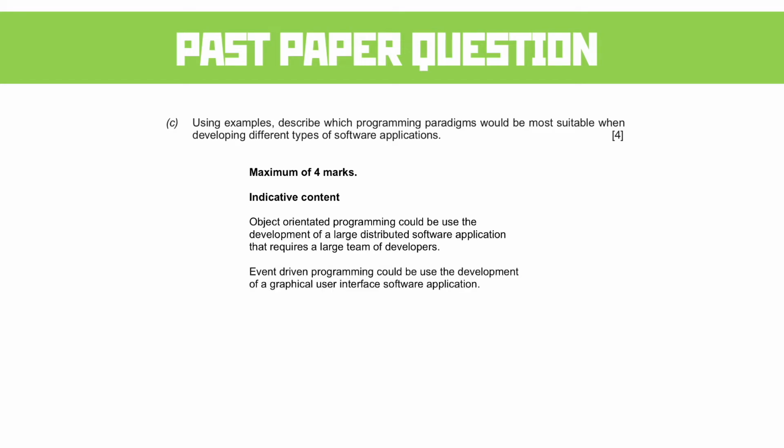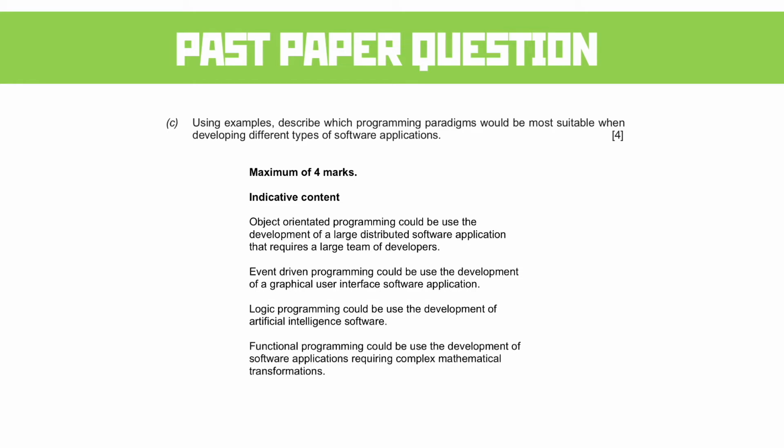We could have event-driven programming, which is good in the development of a graphical user interface. Logic programming could be used in the development of artificial intelligence. That's a specific purpose programming language. And then functional programming could be used in the development of software applications requiring complex mathematical transformations. Procedural programming could be used in the development of command-line interfaces, and so on. There's a bunch of indicative content there, but what indicative content means is that that is not an exhaustive list. The entire list we looked at in the recap would be suitable to bring back in this point, as long as you're giving a realistic example of each.